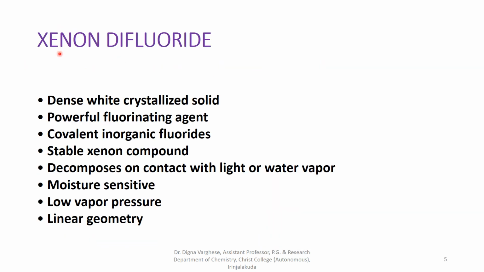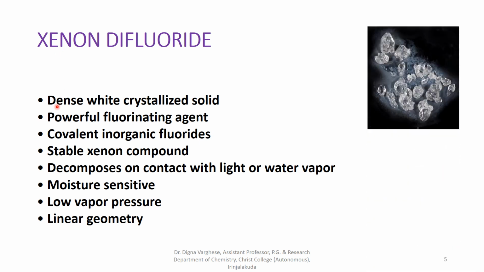The structure of xenon difluoride. Xenon difluoride is a dense white crystallized solid. It's a powerful fluorinating agent. It's a covalent inorganic fluoride. Xenon difluoride is a stable compound. It decomposes on contact with light or water vapor. It is moisture sensitive. It has low vapor pressure. The geometry is linear.